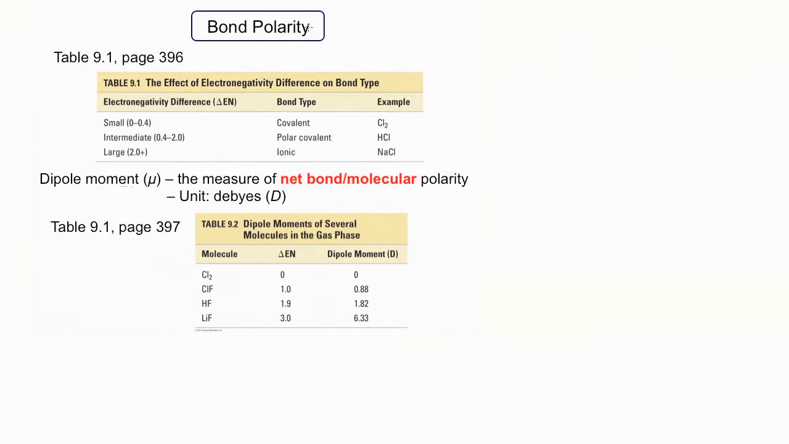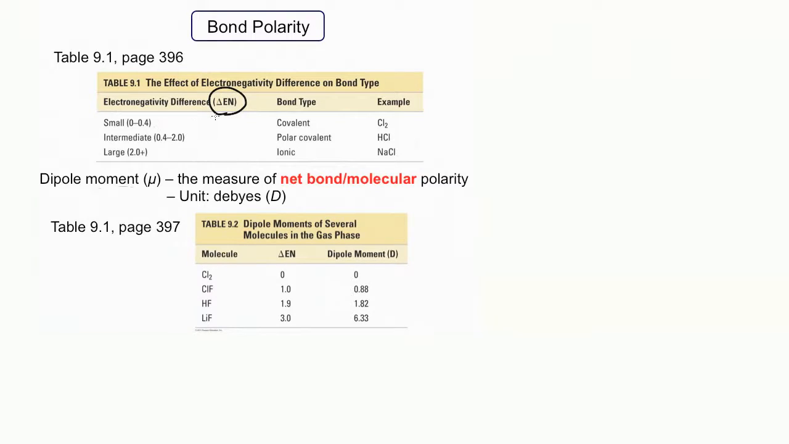What does it mean? It means whether a bond is polar or nonpolar. If you have a polar bond, the bond would have a negatively charged end and a positively charged end. Let's use this table to demonstrate how we use the electronegativity difference, delta EN, to identify whether a bond is polar or nonpolar.